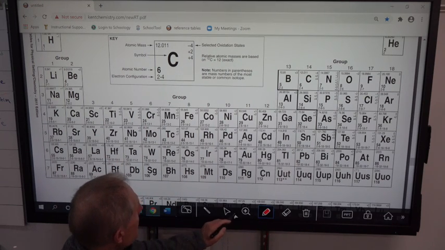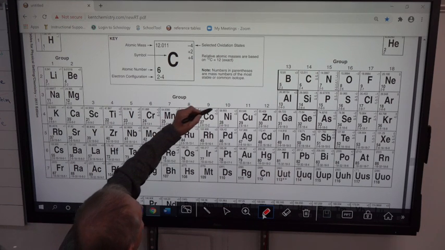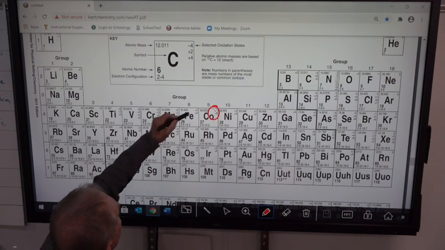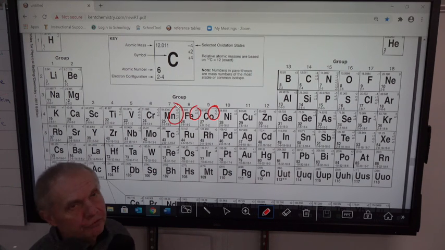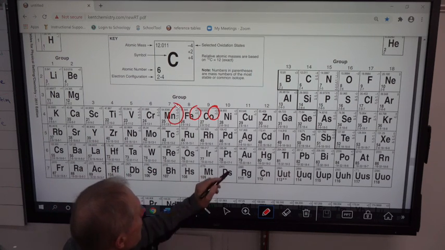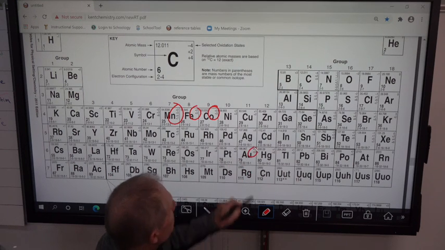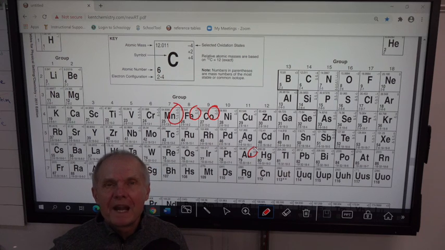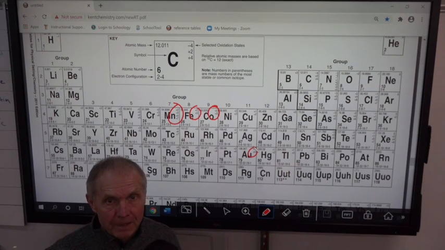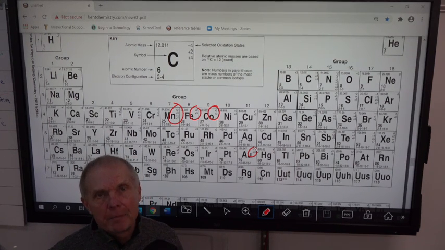But if the metal has more than 1 charge, like cobalt is +2, +3, iron +2, +3. Manganese is crazy: +2, +3, +4, +7. Gold +1, +3. If the metal has more than one charge, when you name it, you have to name it with a Roman numeral, whichever one you use. Okay? So that's naming binary compounds.